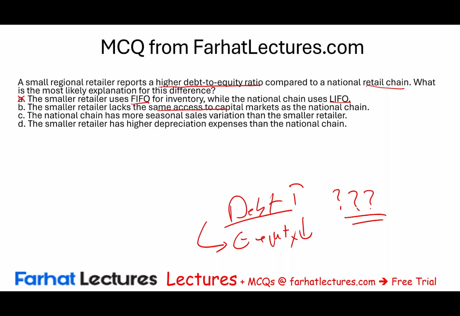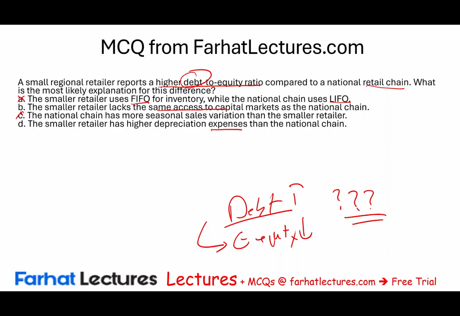Let's look at C. The national chain has more seasonal sales variation than the smaller retailer. Yes, sales variation will make a difference when you're calculating ratios, but it does not directly affect debt. So C is out. D. The smaller retailer has a higher depreciation expense than the national chain. I hope you see here that there's a trend that A, C, and D, you could eliminate them for the same reason. They look at things that are not related specifically to that. Expenses affect net income, return on equity. So you have to be careful. All these are actual, relevant differences. But what applies that to equity?